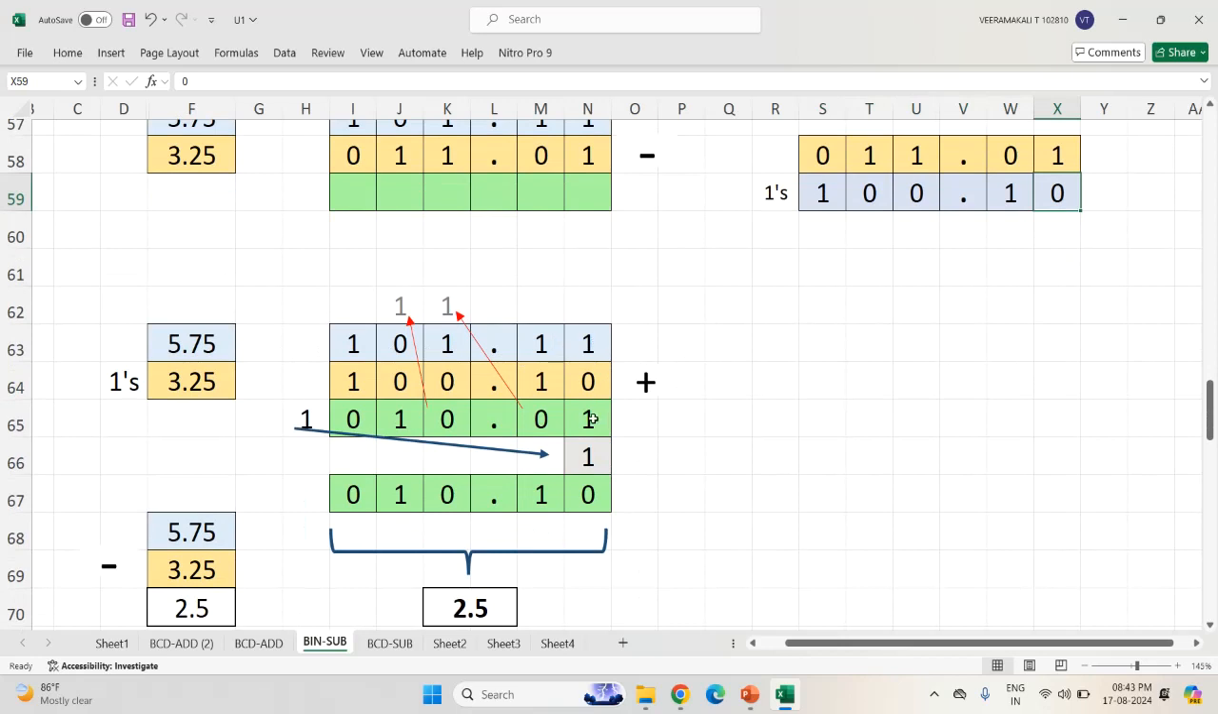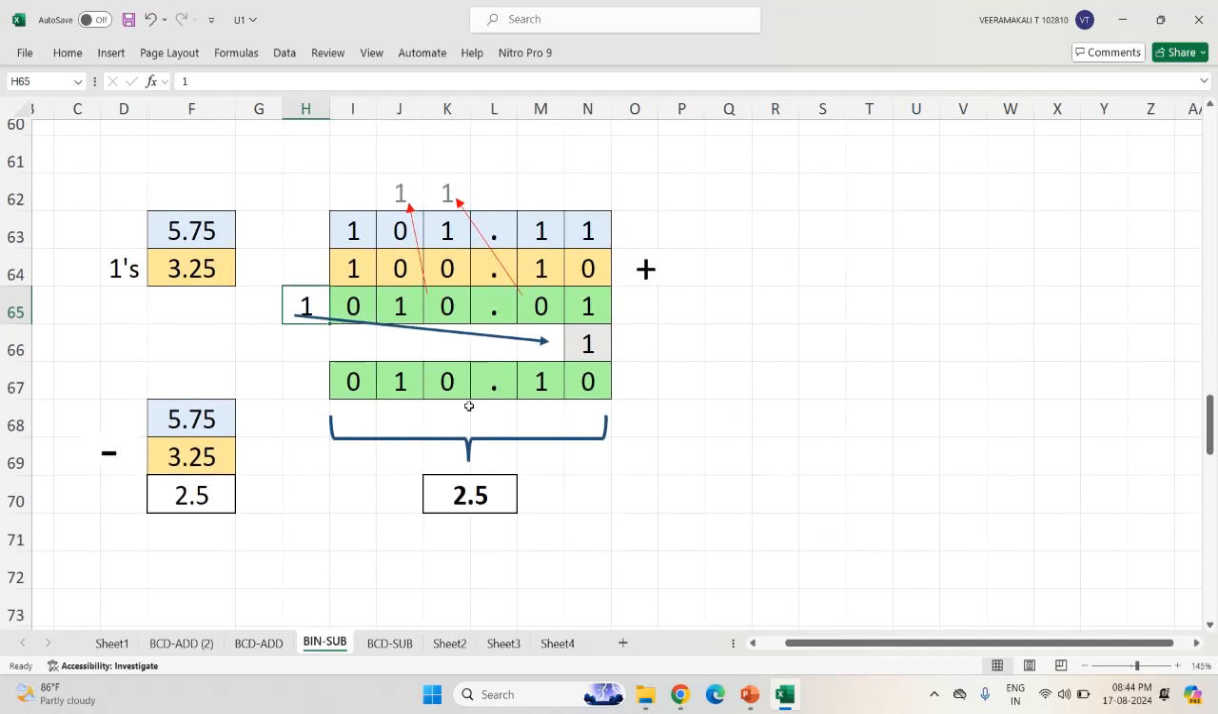So 101, 1110, carry is 1. 1 plus 1 plus 0, 10, carry is 1. 1 plus 0 plus 0, 1. 1 plus 1, 10, carry is 1. If there is a carry, you can add the carry with the result. So after adding, you can get this value. So 10.1 is the result. If you convert it into the decimal number, you can get 2.5. You can cross-check this result with the normal decimal subtraction.